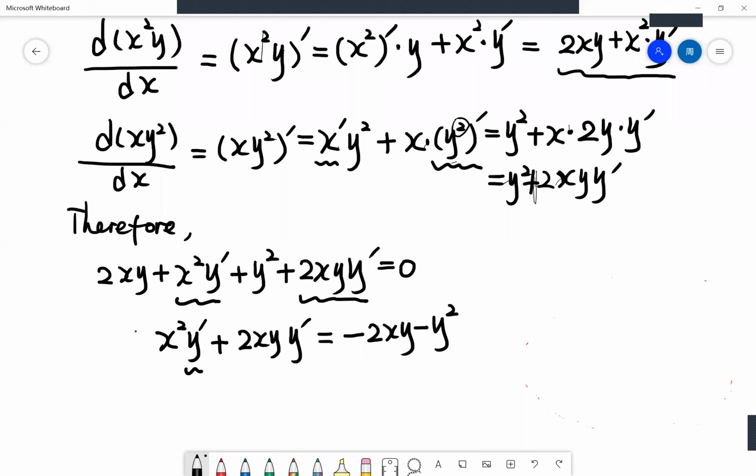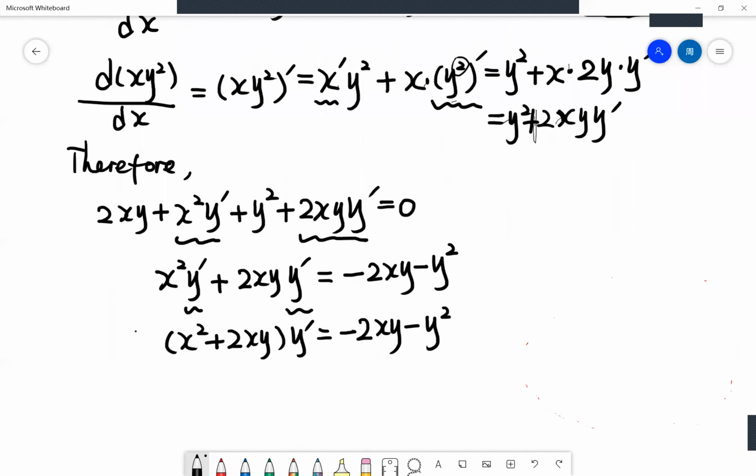And then we can take y prime out. So we will find x squared plus 2xy times y prime equals minus 2xy minus y squared. So we have the final result, that is y prime equals minus (2xy plus y squared) over (x squared plus 2xy). So here is the result of this question.